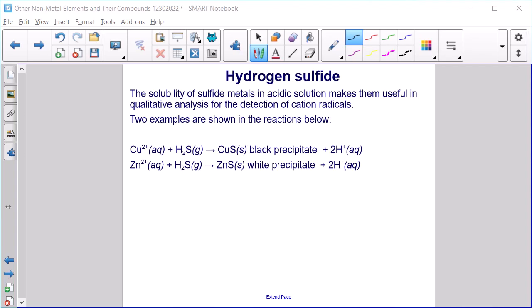The solubility of sulfide metals in acidic solution makes them useful in qualitative analysis for the detection of cation radicals. Two examples are shown in the reactions below. So, copper ions in solution in contact with the hydrogen sulfide gas will form a black copper sulfide precipitate, and if instead I have zinc ions, a white precipitate.